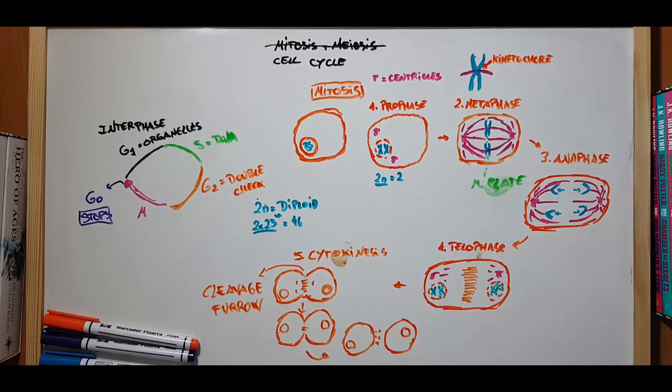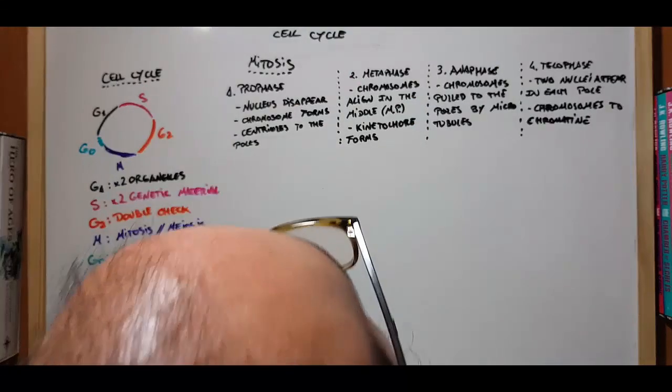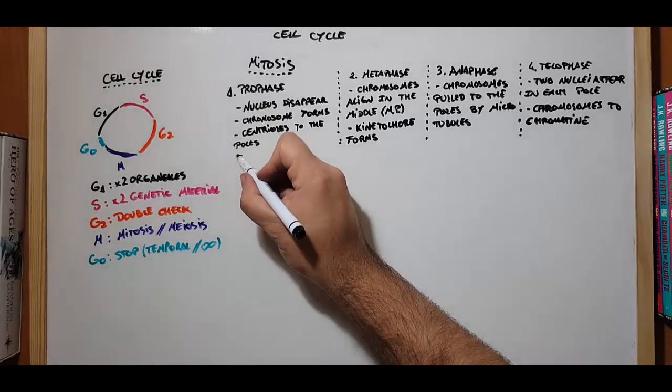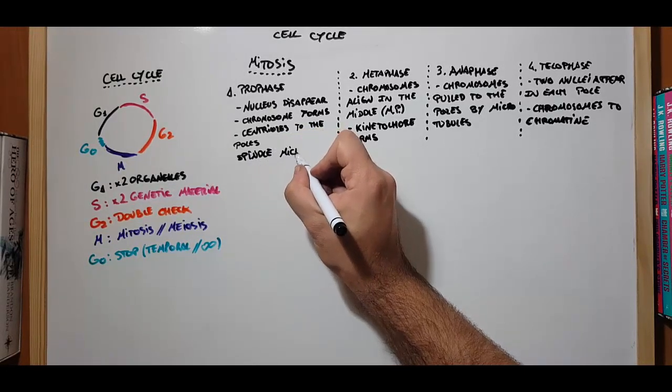Now we're going to get to meiosis really quick, and that would be the end and everything that is going to be in the exam. Here you have a nice sum up of the mitosis. Remember, in the prophase, the nucleus disappears, the chromosomes form, and the centrioles migrate to the poles, creating the spindle microtubules.